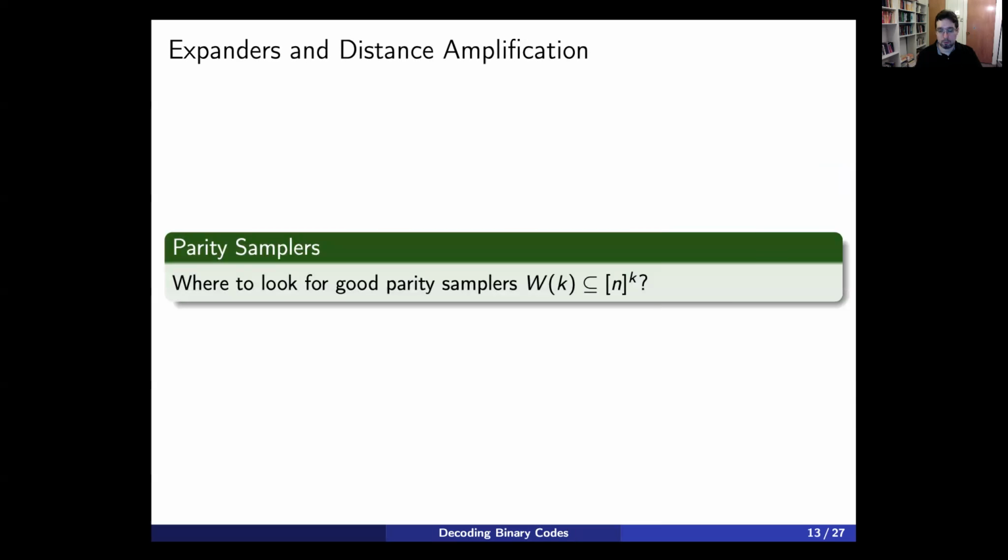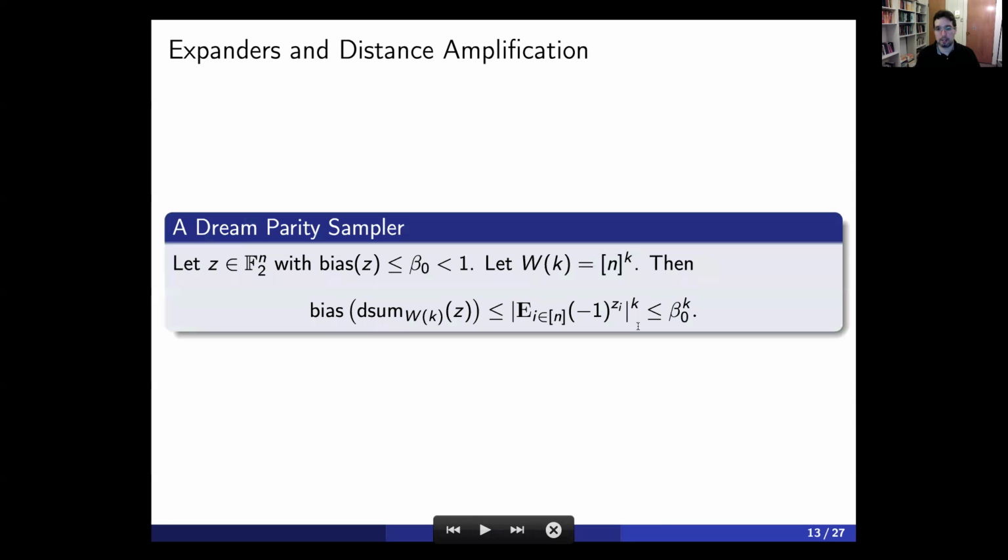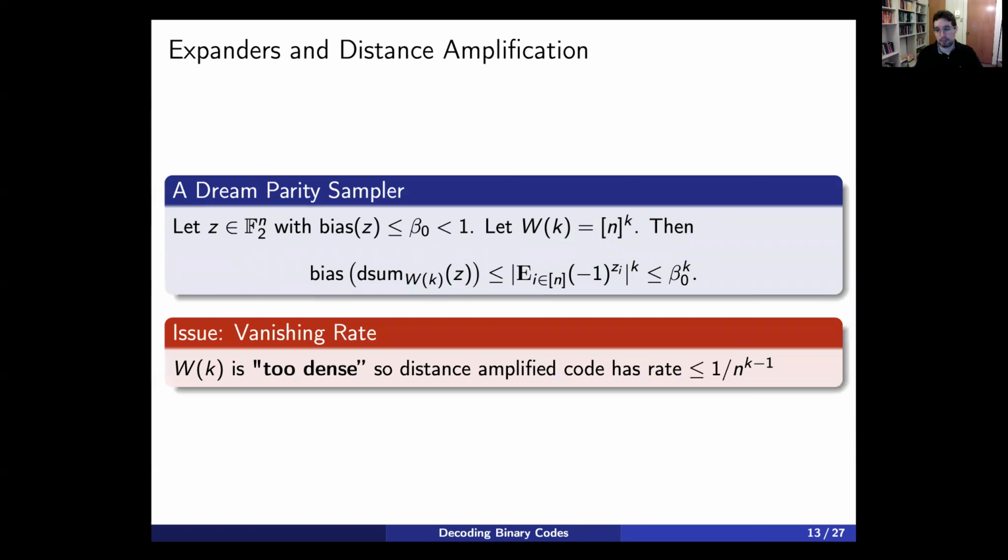And where are they? I would like to construct those guys. One naive way of constructing them: take all tuples of length k. And here the decrease in the bias is amazing. It's exponential in k. But you're paying a lot, right? This is too dense, and for coding theory purposes, it may not be ideal. You have codes of vanishing rate.